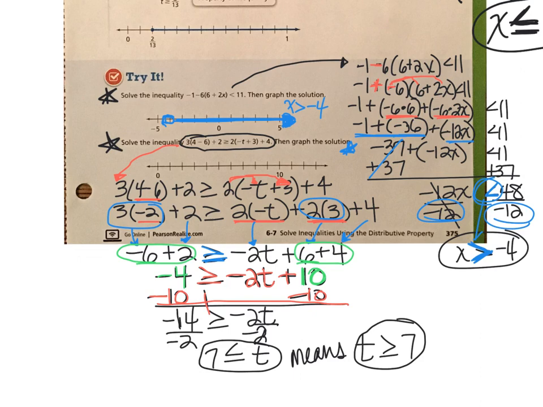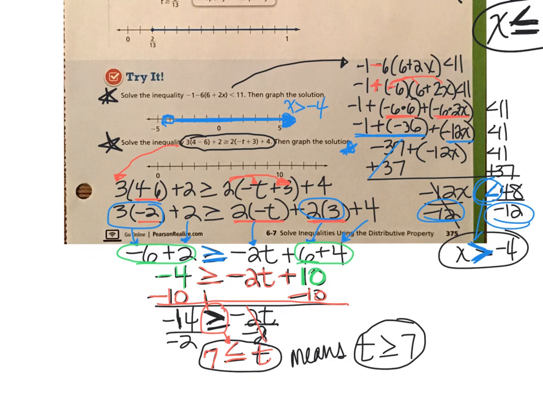And I get -14 is greater than or equal to -2t. In order to finish this, I'm going to divide both sides by -2, but you know what that means. That means my inequality sign gets flipped around. So on the left side, I have -14 divided by -2, which is a +7. And then my sign gets flipped now, so it's a less than or equal to sign. And then my variable t is on the right side.